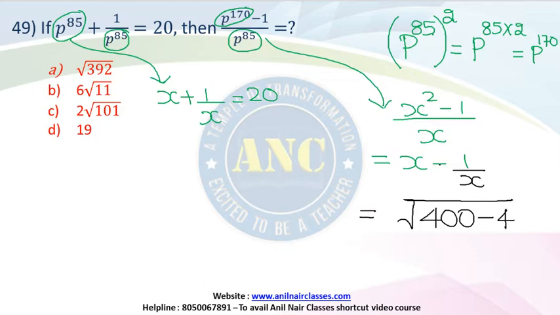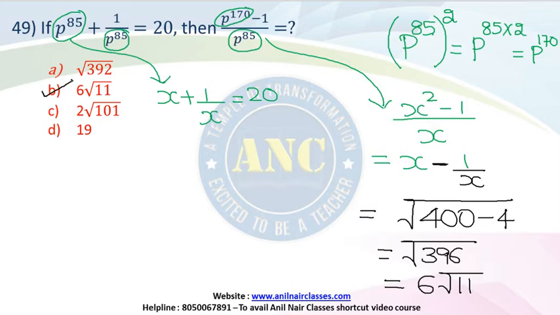Why is it minus 4? Because the question is asking you for x minus 1 by x, so it is minus. The answer finally is the square root of 396, which can be further simplified as the square root of 36 into 11. 36 into 11 is nothing but 396. The square root of 36 is 6. So it is finally 6 root 11, which is nothing but option B.